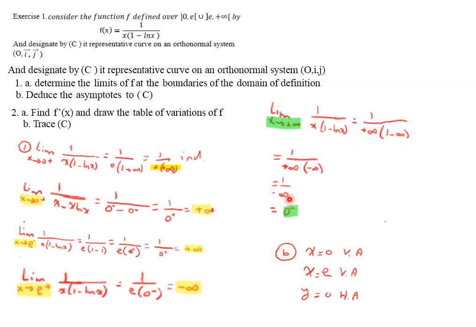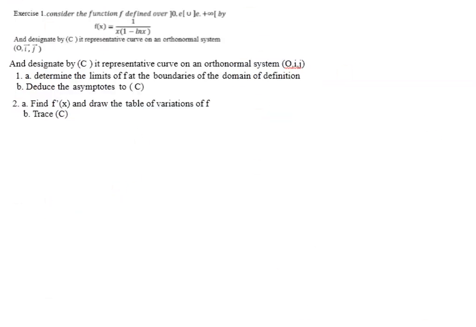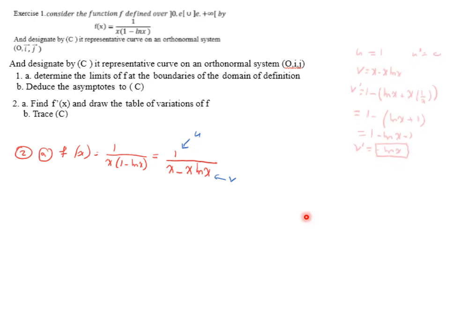After finding the limits and the asymptotes, we need to do the derivative, to study the sign, to draw the table of variation, and then to trace the curve. So to find the derivative, we have f of x equals 1 over x times (1 minus ln x). I'm going to expand the denominator, so I get 1 over (x minus x ln x). So this is u over v. U is 1 and v is x minus x ln x.